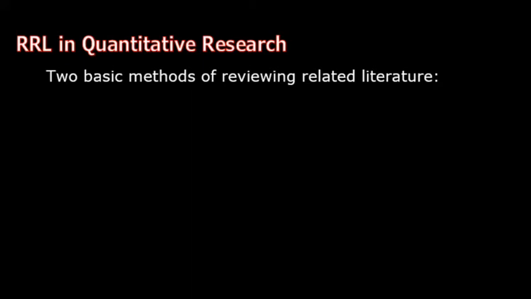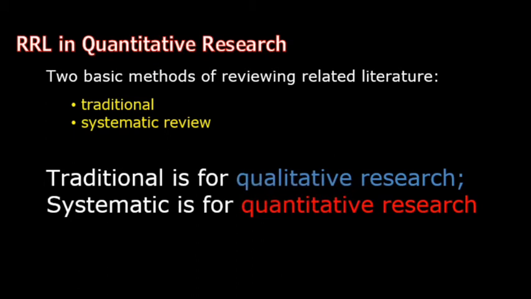Next, the two basic methods of reviewing related literature, especially in quantitative research. So there are two basic methods. One is traditional and number two is systematic review. You just have to understand and remember that traditional is for qualitative research and systematic is for quantitative research. So basically, you are going to use quantitative research because that is the type of research that you are required to do for senior high school.